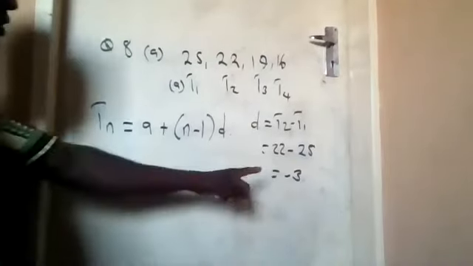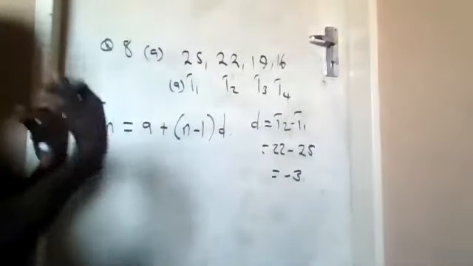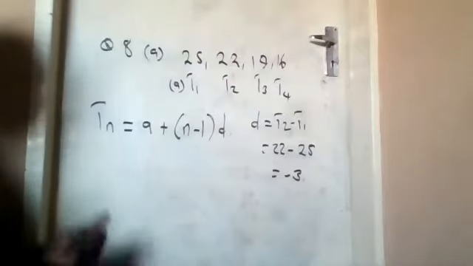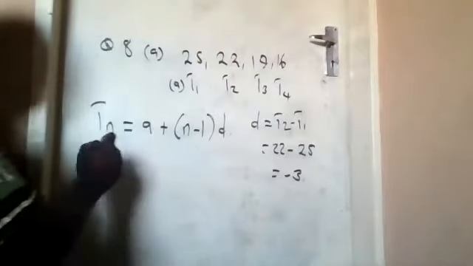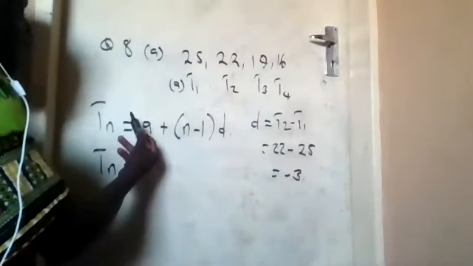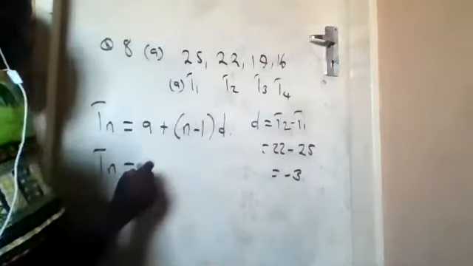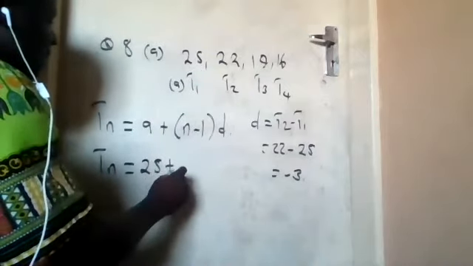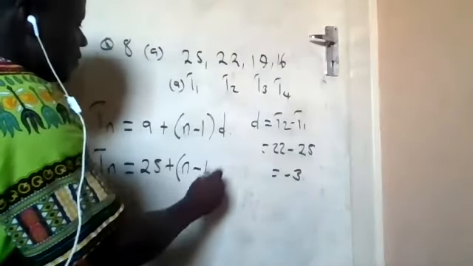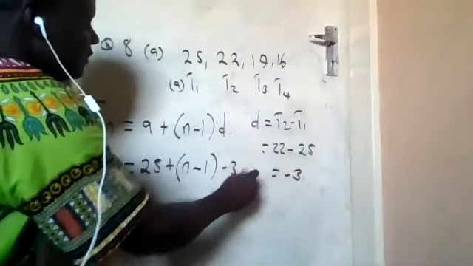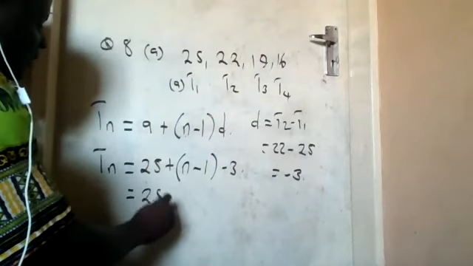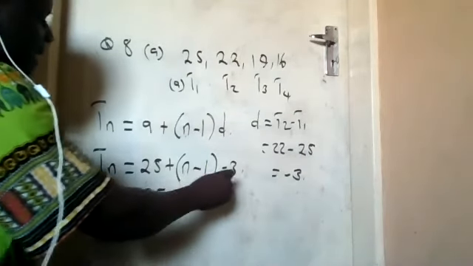So having found the D there, we are just told to find the expression. We are not solving, we're not finding the answer. We're just told to write an expression for the nth term. So Tn is going to be, our A is the same as the first term, which is 25, plus n minus 1, then our D is negative 3. So we're going to have 25 plus n minus 1 times negative 3.